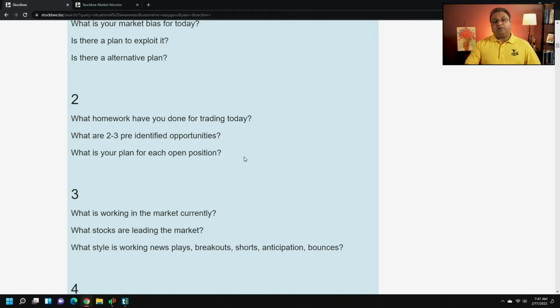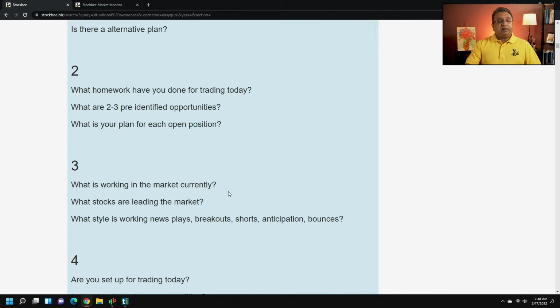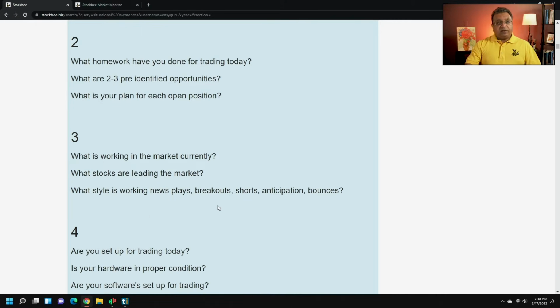What is your plan for each of the open positions? Now this is again situational awareness. You can't leave it to chance and just let it run like that. What is working in the market currently? What stocks are leading the market? What type of style is working? News plays, breakouts, shorts, anticipation, bounces.